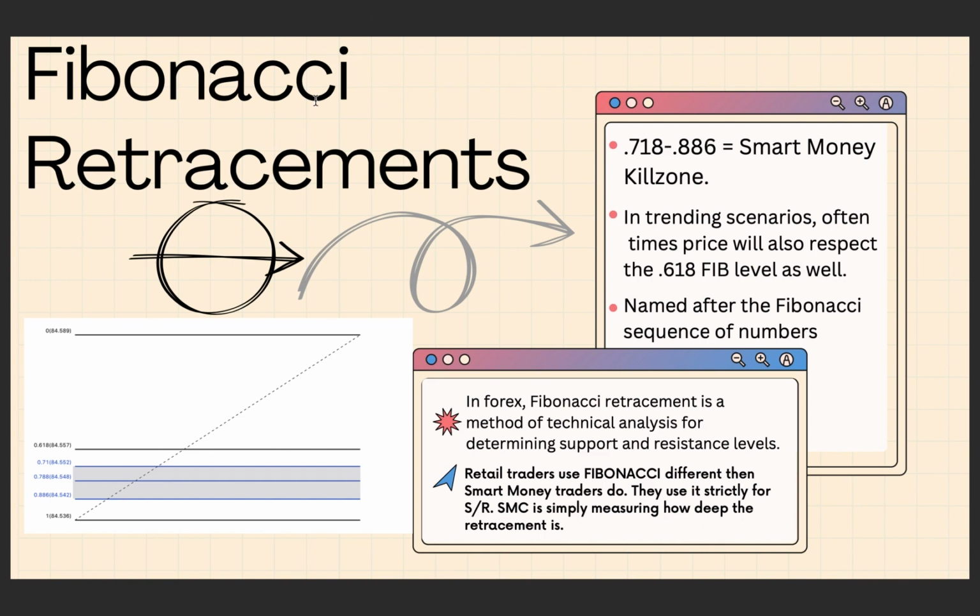This is named after the Fibonacci sequence of numbers. We do not use fibs in the way that the typical retail trader does. I'm not even sure how retail uses it anymore, but we only need to understand how we use it in smart money. In Forex, Fibonacci retracement is a method of technical analysis for determining support and resistance levels. Retail traders use Fibonacci differently than smart money traders do, in my opinion. They use it strictly for support and resistance. Smart money is simply measuring how deep the retracement is. I'm going to say that again. Smart money is simply measuring how deep the retracement is. Remember, support and resistance is still a thing. We just don't trade support and resistance alone in smart money concepts.